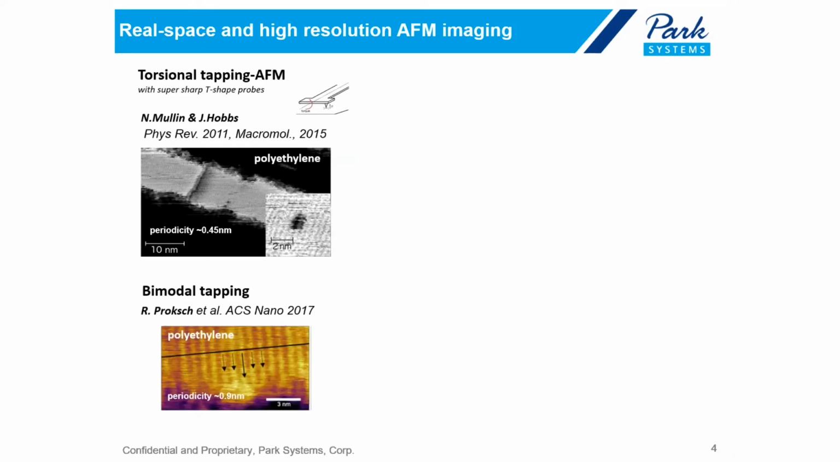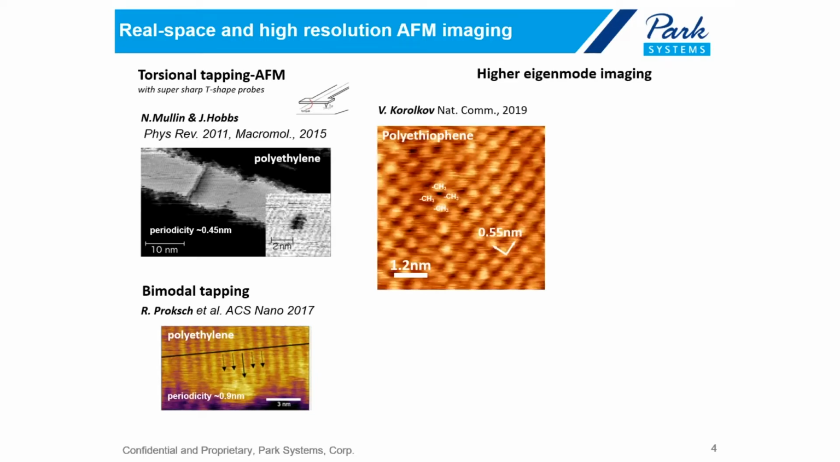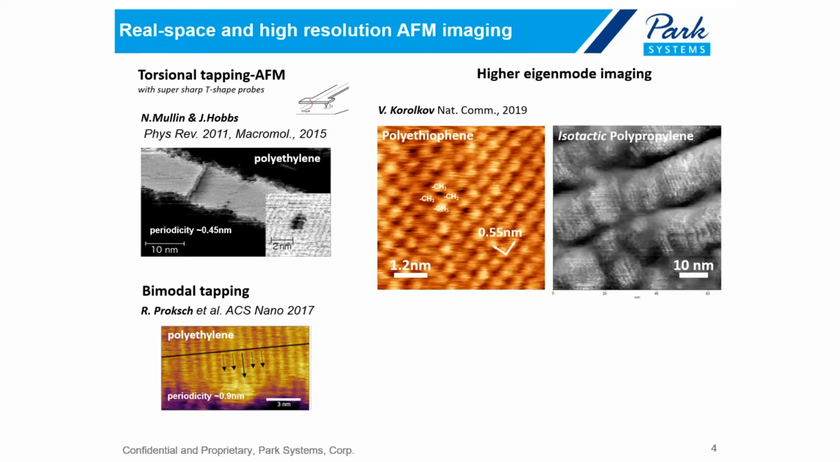Then there was the introduction of bimodal tapping, where people observed similar structures. And then the technique I developed some years ago, and that's been applied now to quite a lot of different systems, is so-called high Eigen mode imaging. The first example of that was done on the polythiophene, where we could observe single CH3 groups on the semi-crystalline surface of the polymer. Then it was obviously extended to some other polymers. An example here is atactic polypropylene, and so on.